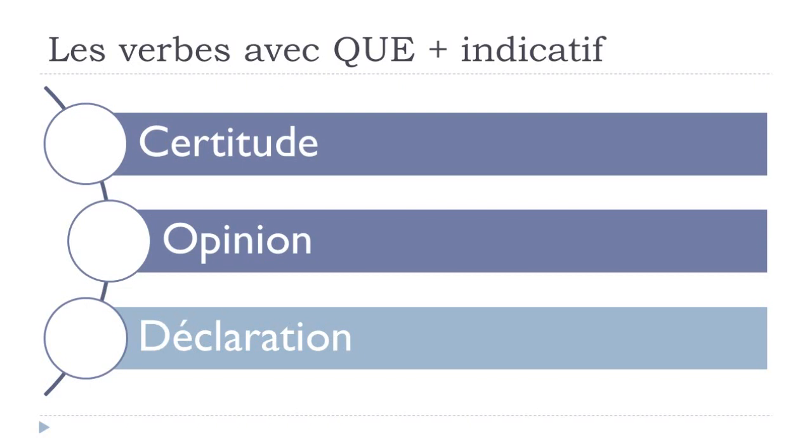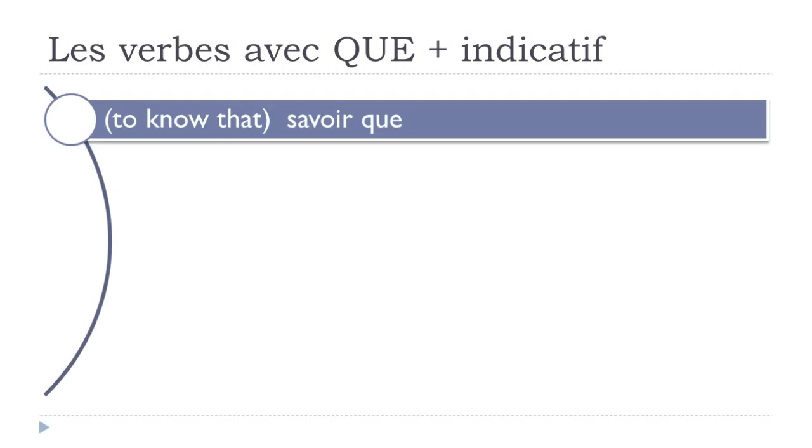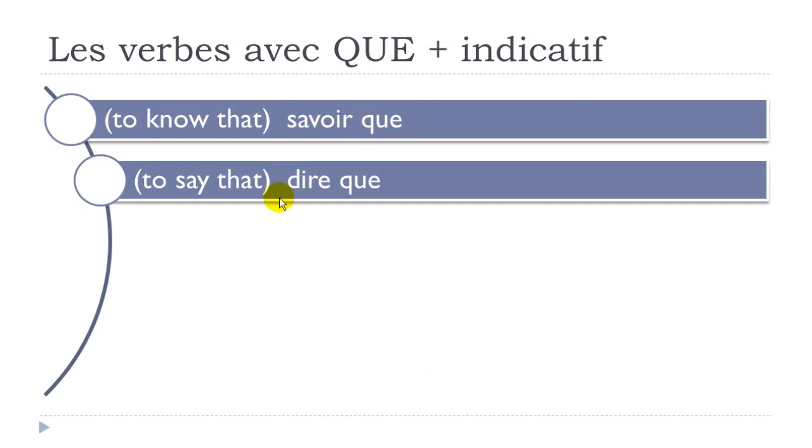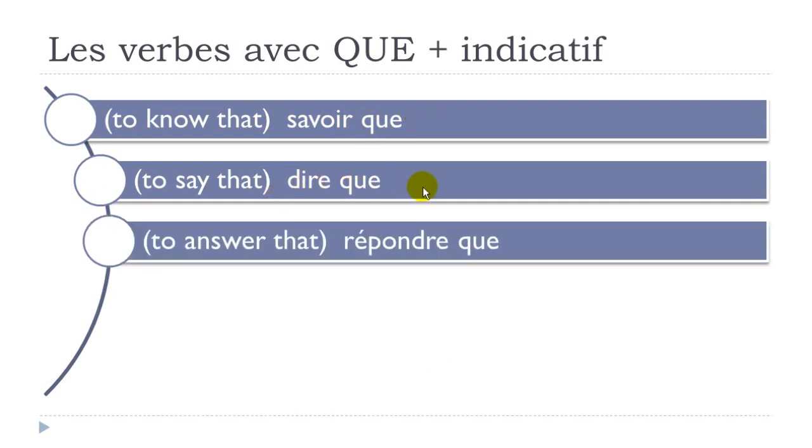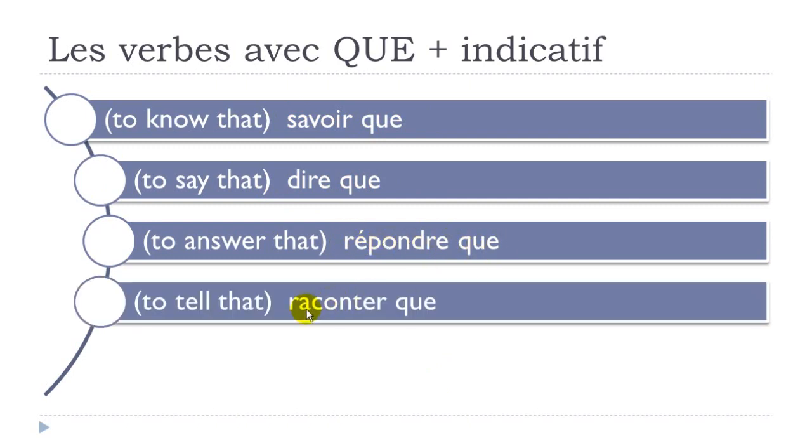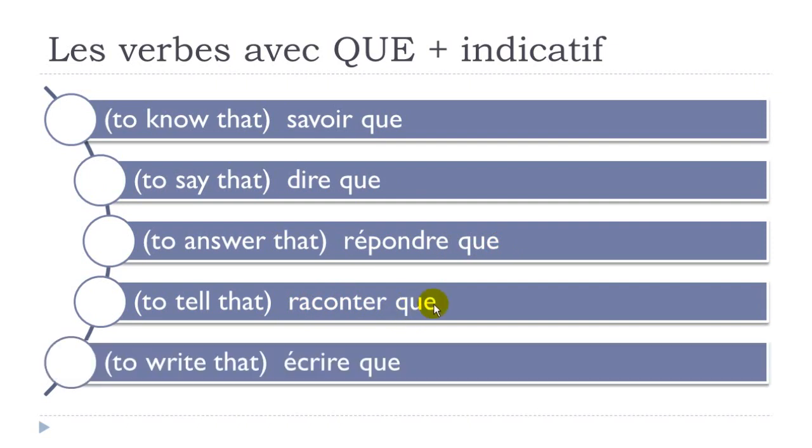So if you want to declare something, if you want to express something, then savoir que, dire que, répondre que, raconter que, écrire que. Okay, so one more time. Savoir que, dire que, répondre que, raconter que, écrire que, and all these verbs will be followed by l'indicatif.